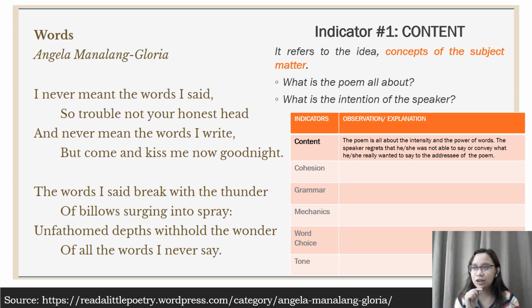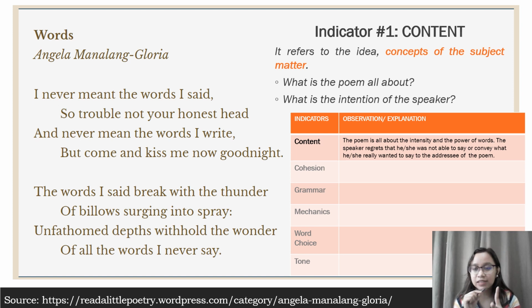So, it gives a feeling of insincerity about the speaker. Pero sabi niya, kahit sinabi ko yun, wag mo akong lalayuan. Give me more affection, but come and kiss me now. Good night. So, medyo confusing, 'di ba? Yung sa speaker kasi bakit niya sasabihin? Why would he say those words? Pero he would take those words back. Pero gusto niya ng affection ng addressee.